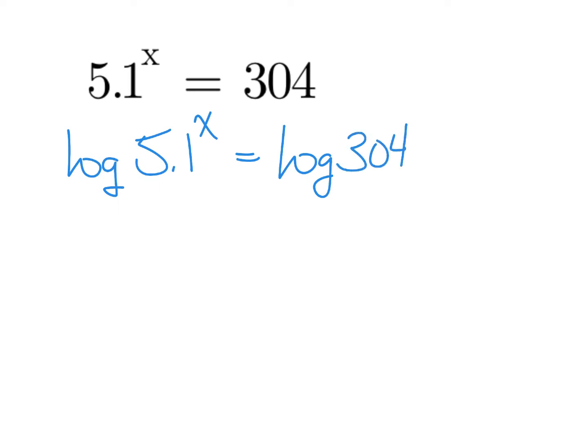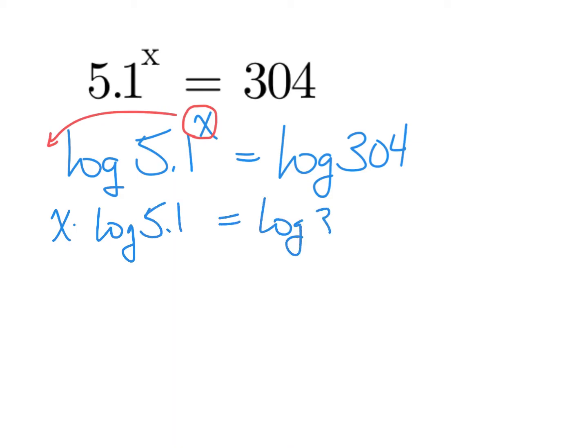Now we do have this power property for logarithms. Since x is the power, that can come down as a coefficient. And what we'll be left with is x times the common log of 5.1 is equal to the common log of 304. And it's at this point that we can go over to the calculator and evaluate those logarithms.